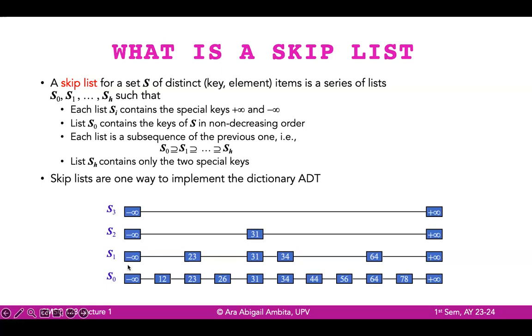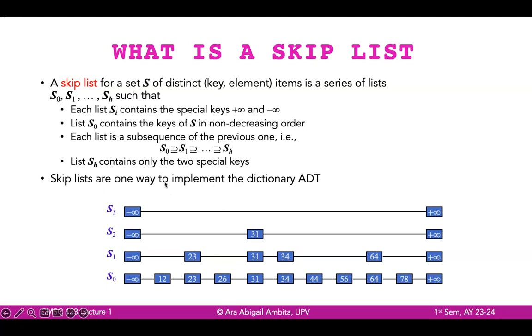As you can see, as you go up from S sub 0 to S sub 3, the number of elements is decreasing. So we can say that S sub 0 would be the superset, which contains all of the elements, and in S sub 1, we skip some of the elements, but S sub 1 would be a subset of S sub 0, and S sub 2 would be a subset of S sub 1. Again, S sub 2 can't have more elements compared to S sub 1. While the last list, S sub H, contains only the two special keys, negative infinity and positive infinity.